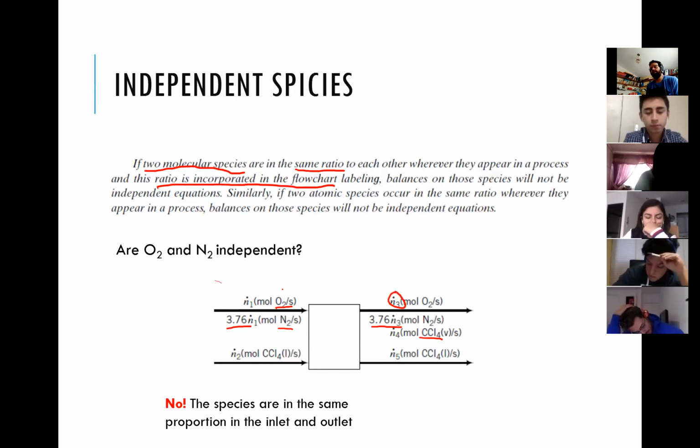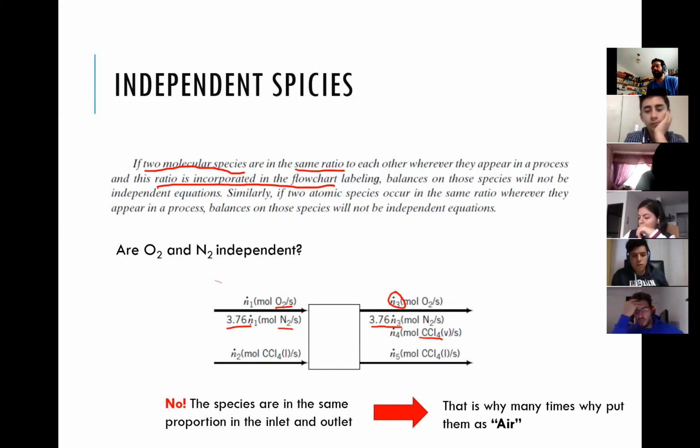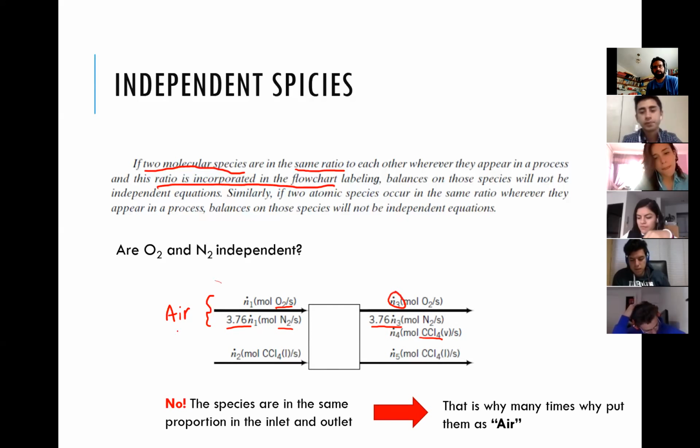So now the species are in the same proportion. So in the inlet and the outlet, they don't behave independently, right? And that is why many times to these two we assign just air, right? Because they keep the same proportion, and as the proportion doesn't change, the mass doesn't change, so you can use it as just air. Okay.